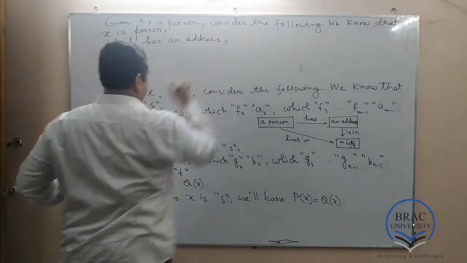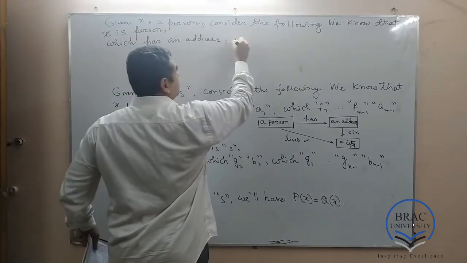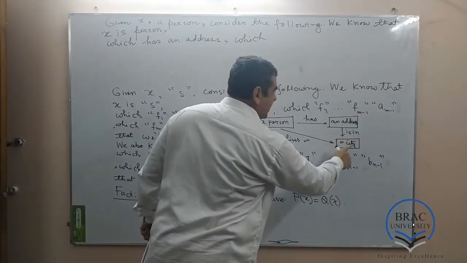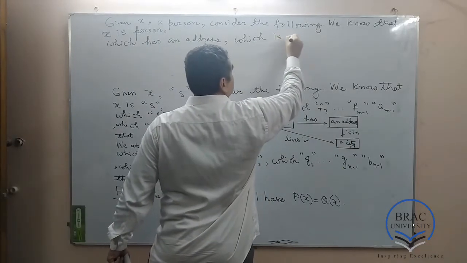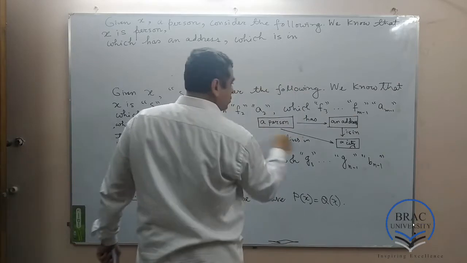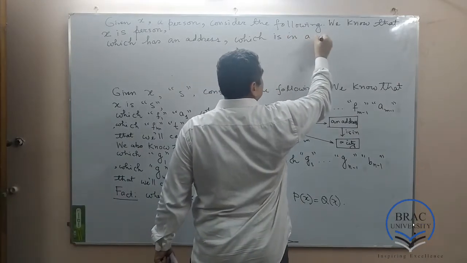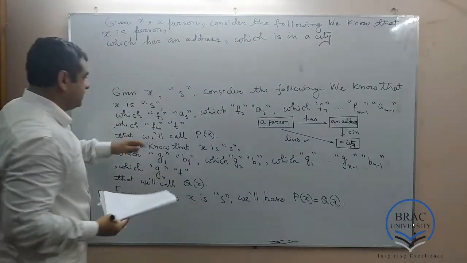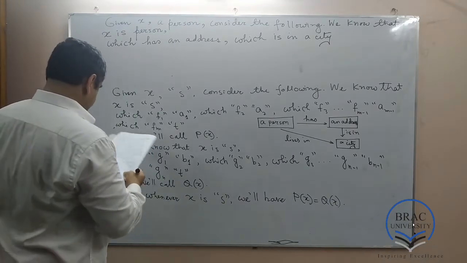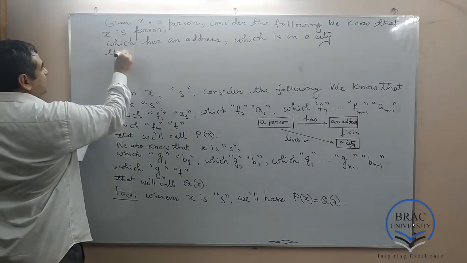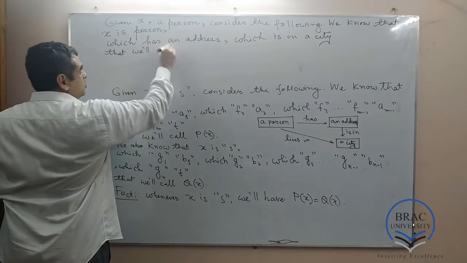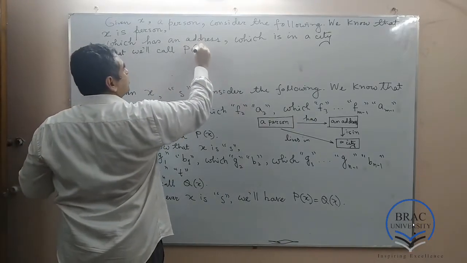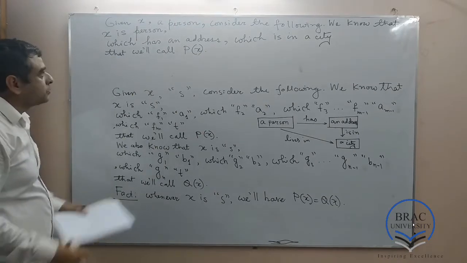comma, again comma, which F2, A2, which is in a city, is F2, and A2 is a city, which is in a city, then that will call EX, right? So we are done with the first part. We put a full stop.